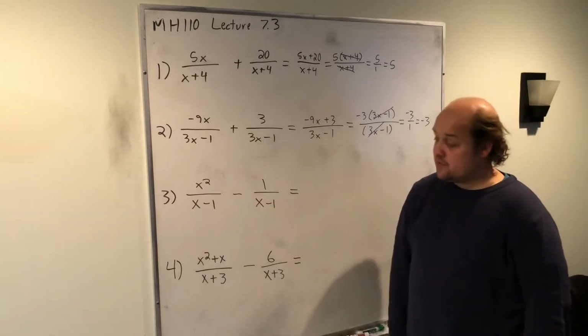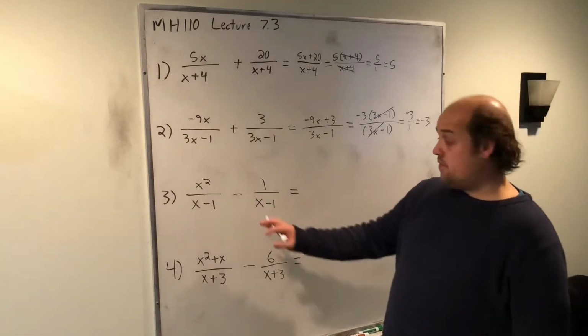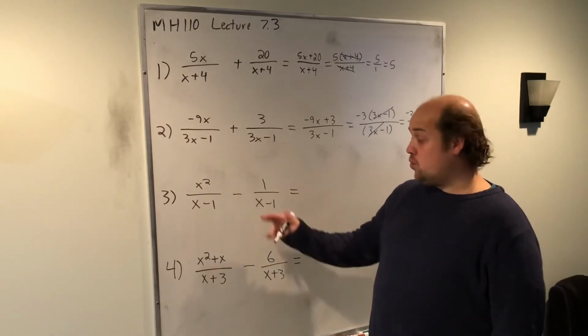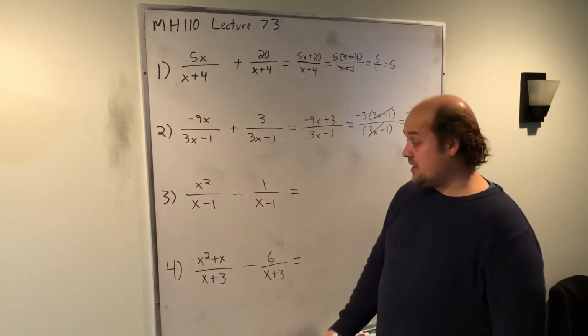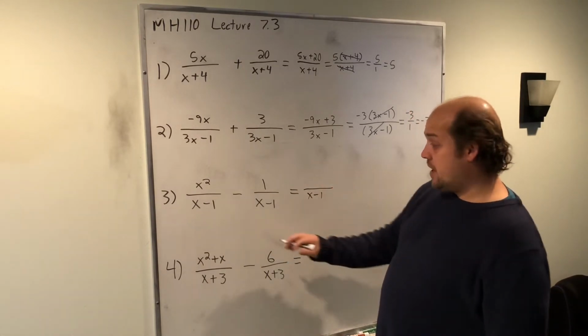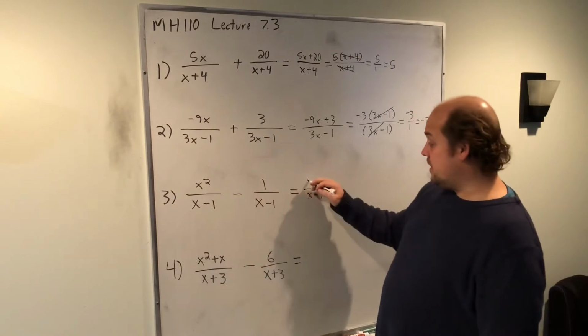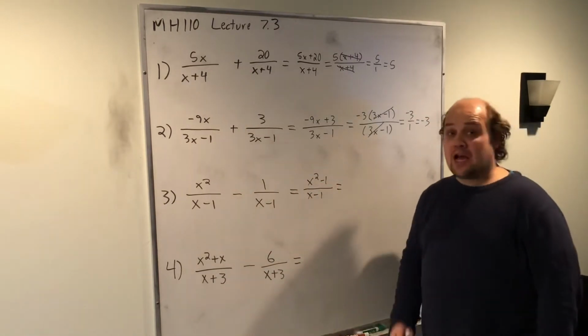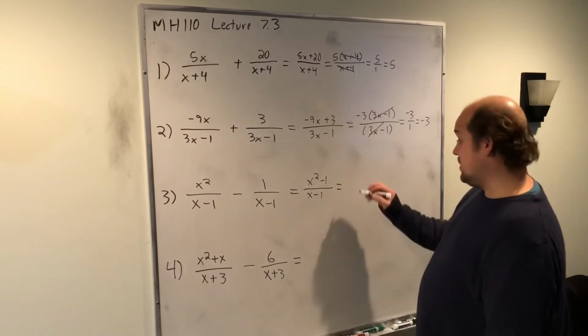Here when I have the subtraction sign, I always want to be careful that subtraction is applied to everything on top. Since there's only one term, it's not so bad, it just applies to that one. So here, the x minus 1 stays on bottom, this becomes x squared minus 1. But then I realize, wait, x squared minus 1, I know how to factor that, that's a difference of squares.